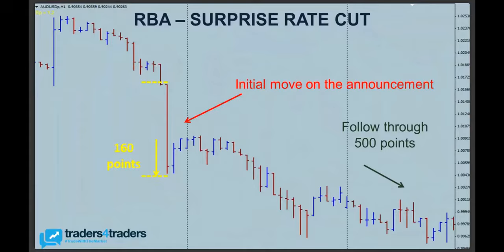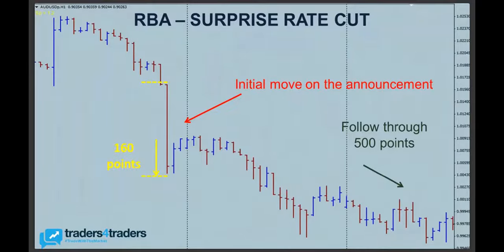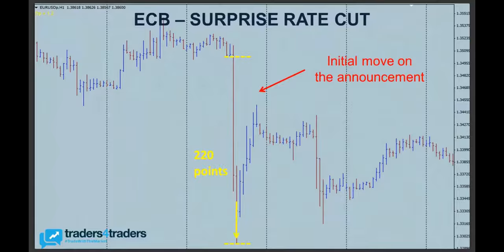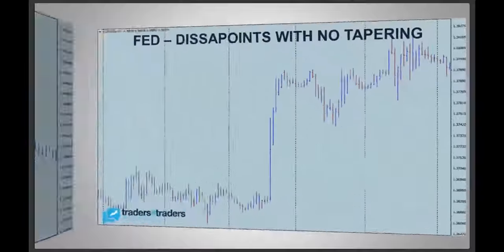And that's why these announcements are very important. Now, you might have missed the first announcement itself in the Aussie here, but you can see you get back in on a rally and then you're looking for the next major move. An ECB surprise rate cut, same situation. Initial move on the announcement, 220 points, right? Then we look for the retracement and then it starts to drift off from there as well, right? This is the same with all the major currency pairs.